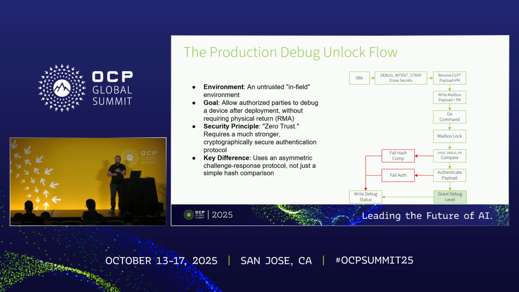And similarly, compared to the manufacturing debug unlock flow, we require physical presence. So there is a strap, the same strap we use for manufacturing, we use for production unlock. And then we use a mailbox command to send the payload to Caliptra core and perform the authorization.